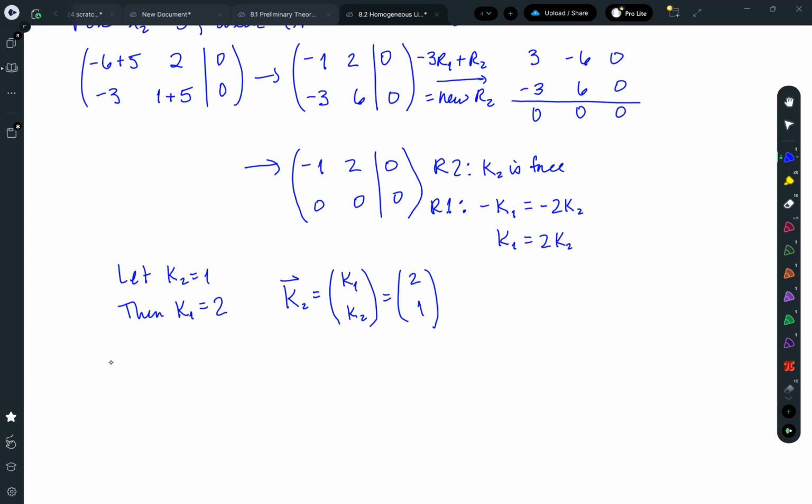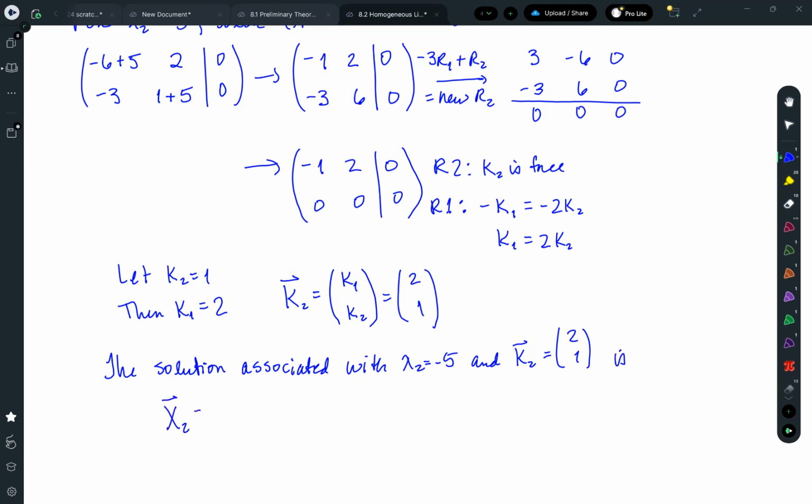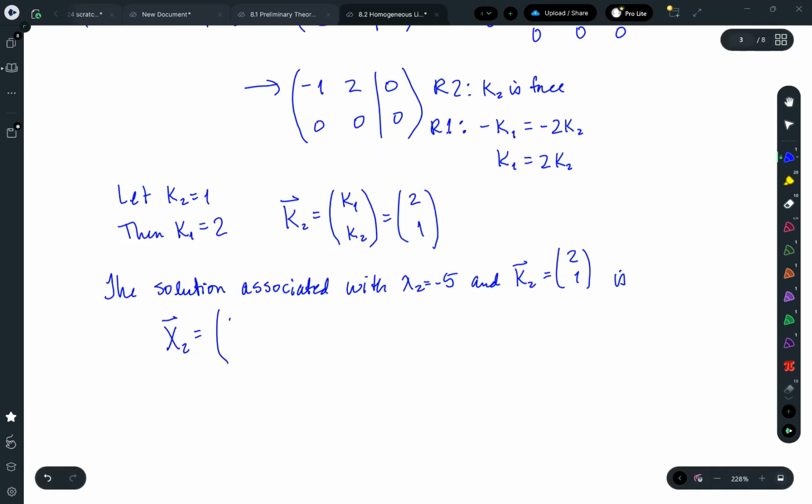Okay, so the solution associated with lambda 2 equals -5 and K2 equals 2, 1, the eigenvector, is x2, which will be our 2, 1 vector, e to the lambda, so that's -5 times t. Okay, so we have our two solutions.